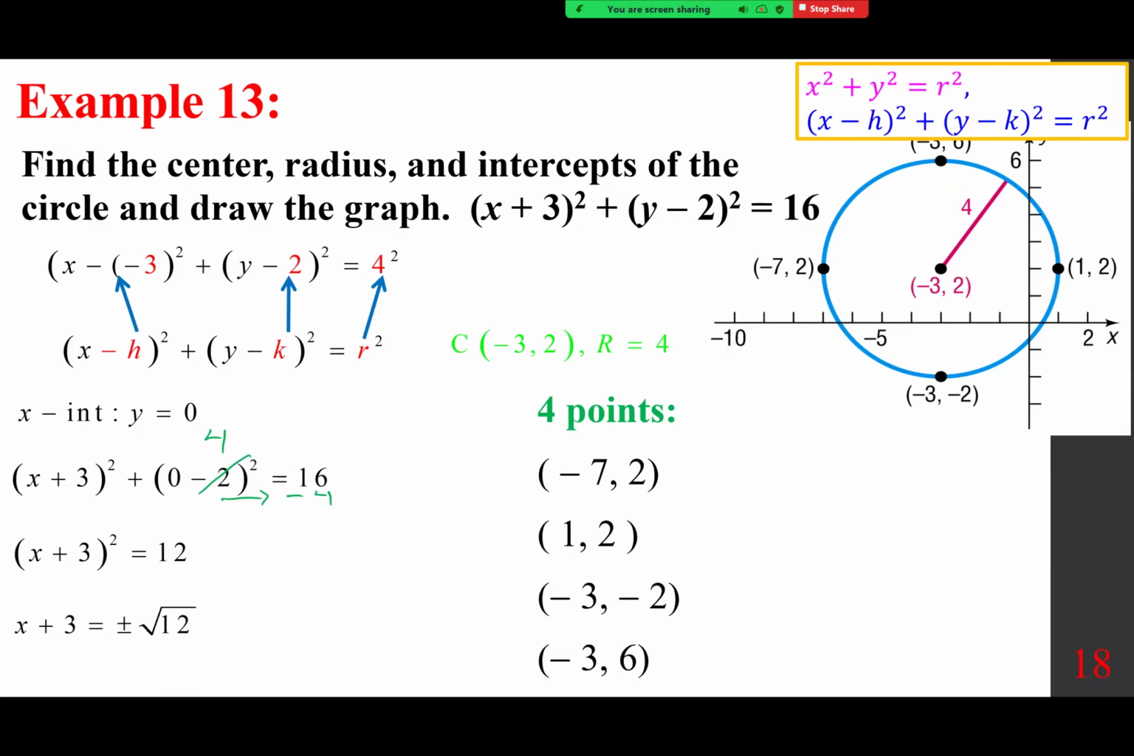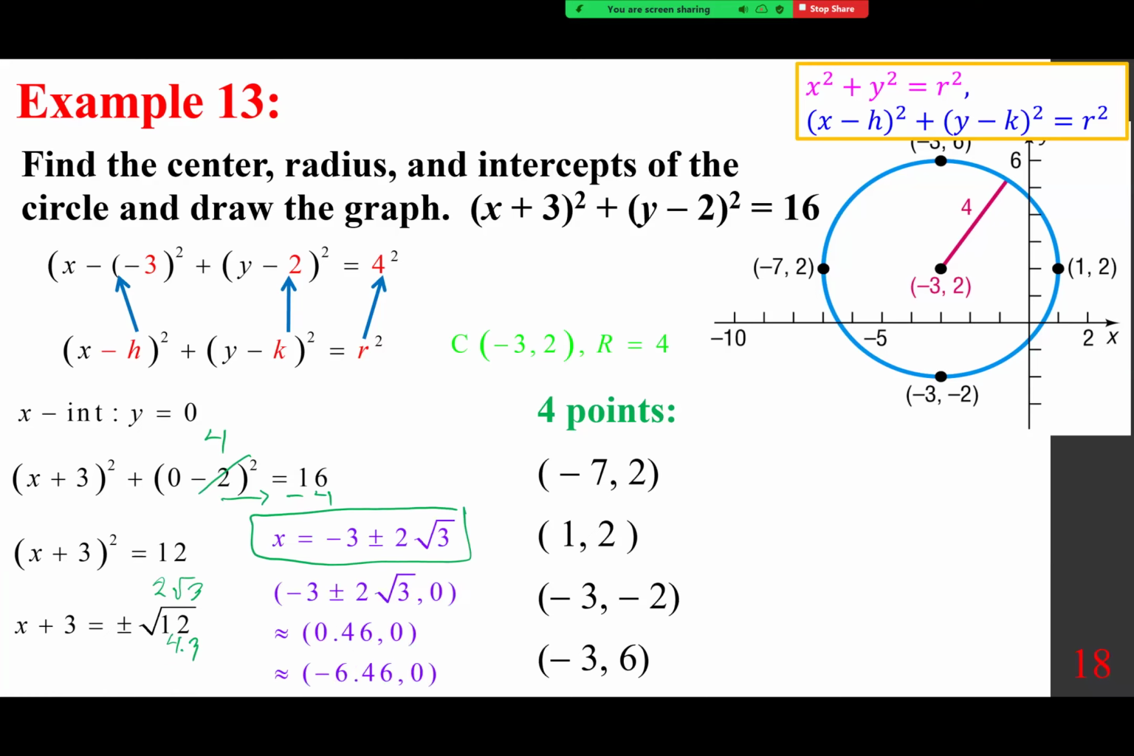And of course, 12 is 4 times 3, which makes it 2 square root of 3. And move the 3 to the other side. Now, what this means, we have negative 3 plus minus 2 square root of 3 comma 0. Please understand, this is an exact answer, everybody. This is an exact answer, and it gives us 2 answers. One of them is minus 3, minus 2 square root of 3 comma 0. One of them is minus 3 plus 2 square root of 3, 0.